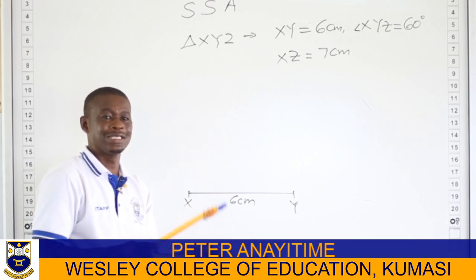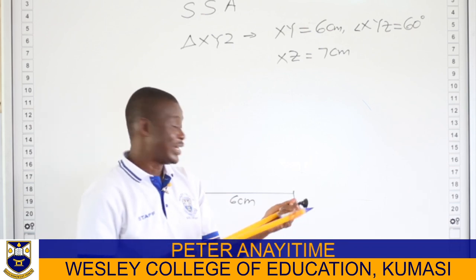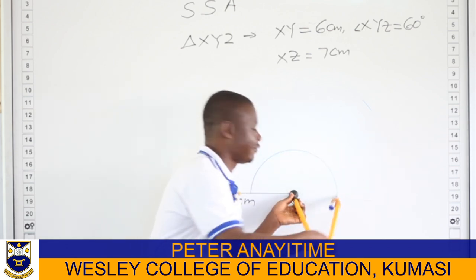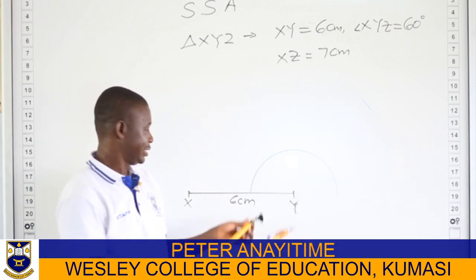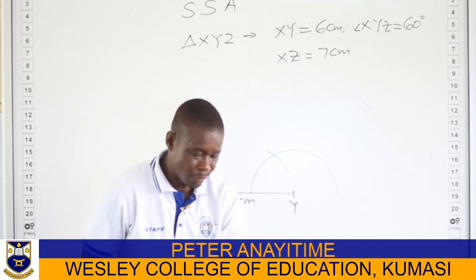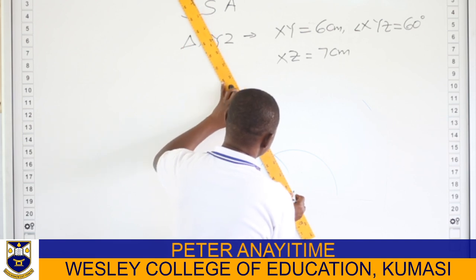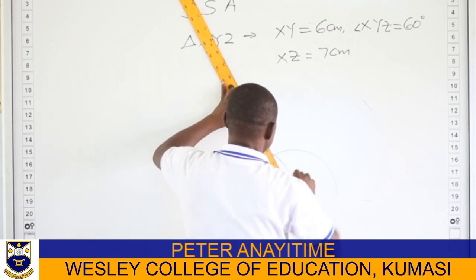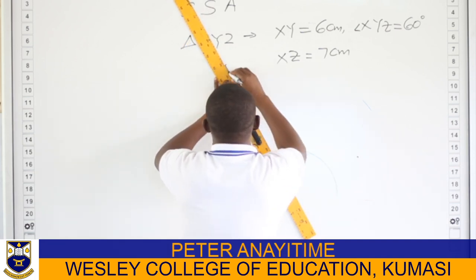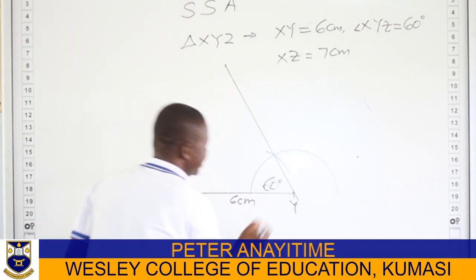So let's construct 60 on Y. We know how to construct 60 already, so let's just go by. So we have an arc like this, then I'll come and put my compass here, construct another one. So I've gotten my 60. This is my 60 degrees. Good. So this is my angle 60 degrees.